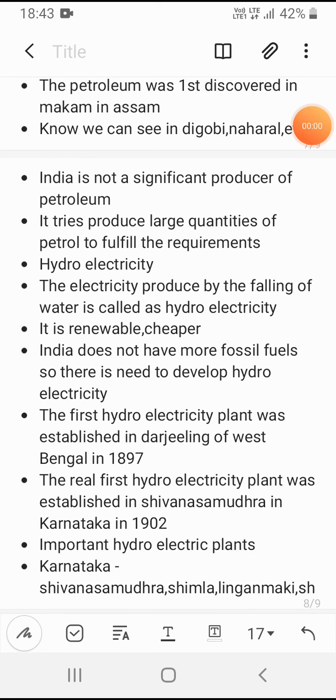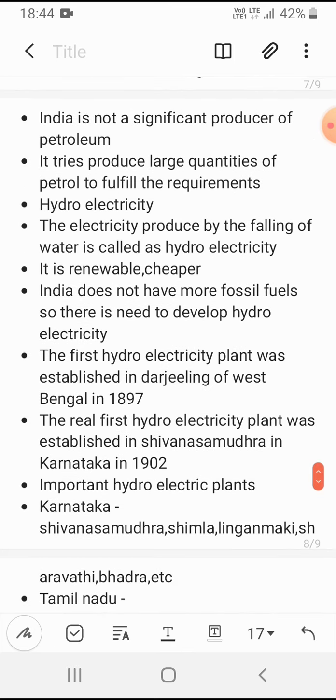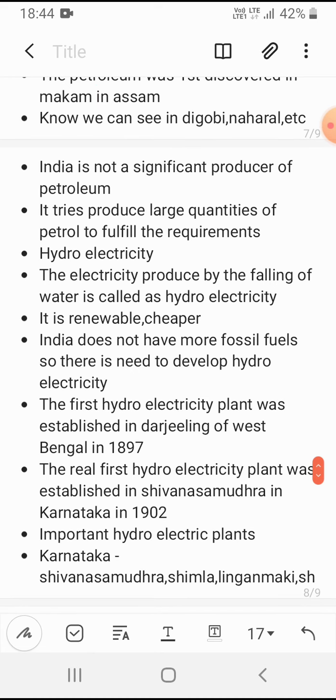India does not have enough fossil fuels like coal, petroleum, and others to produce more electricity, so it is important to develop hydroelectricity. The first hydroelectricity plant was established in Darjeeling in West Bengal in 1897. But the first major hydroelectricity plant was established in Shivanasamudra in Karnataka in 1902.